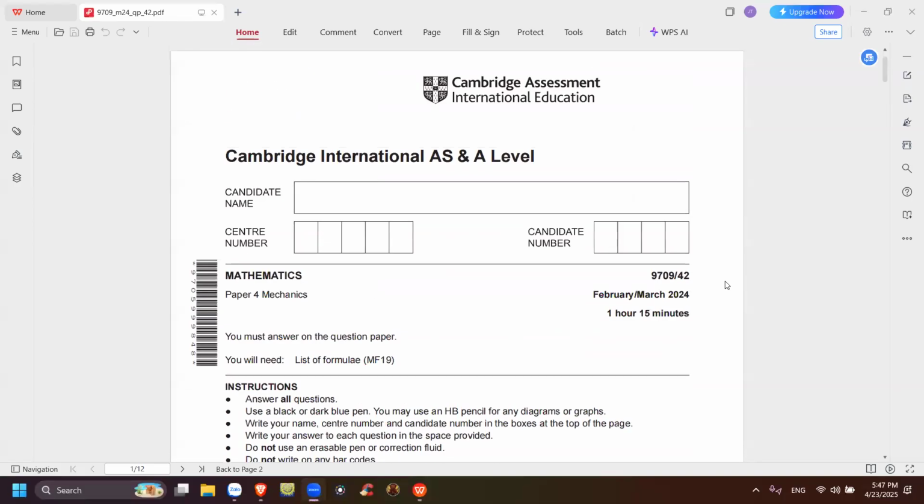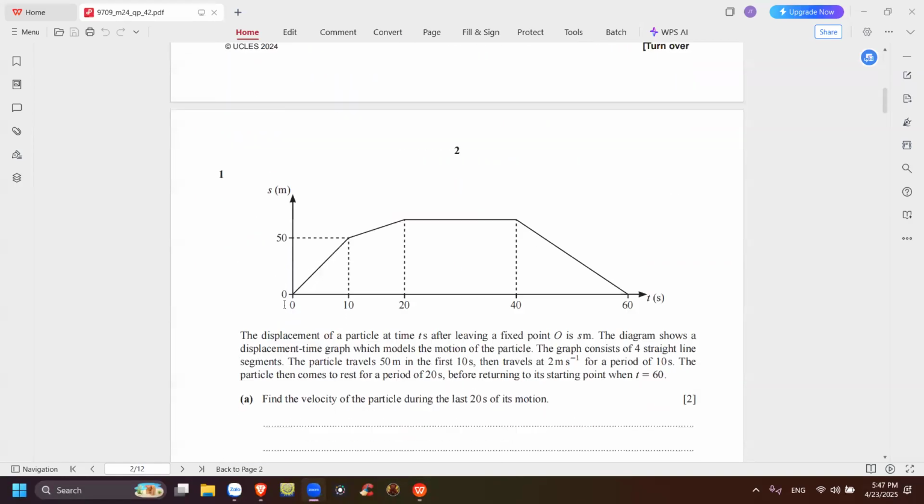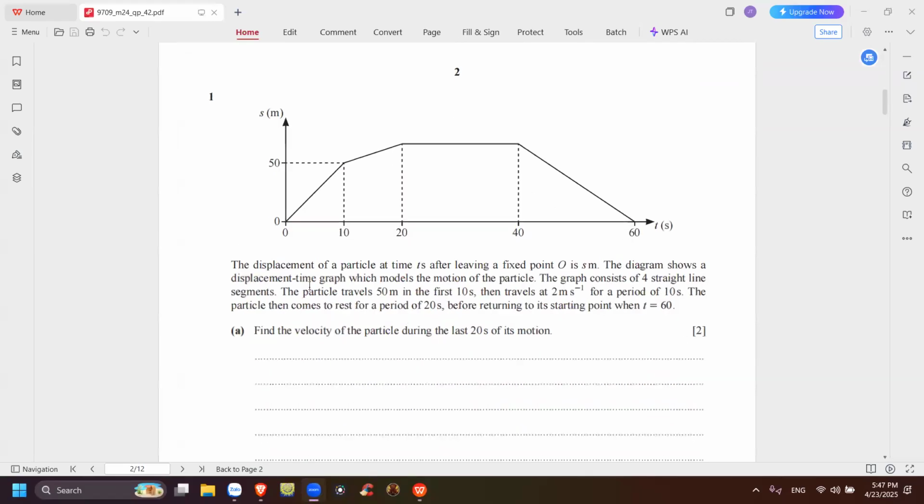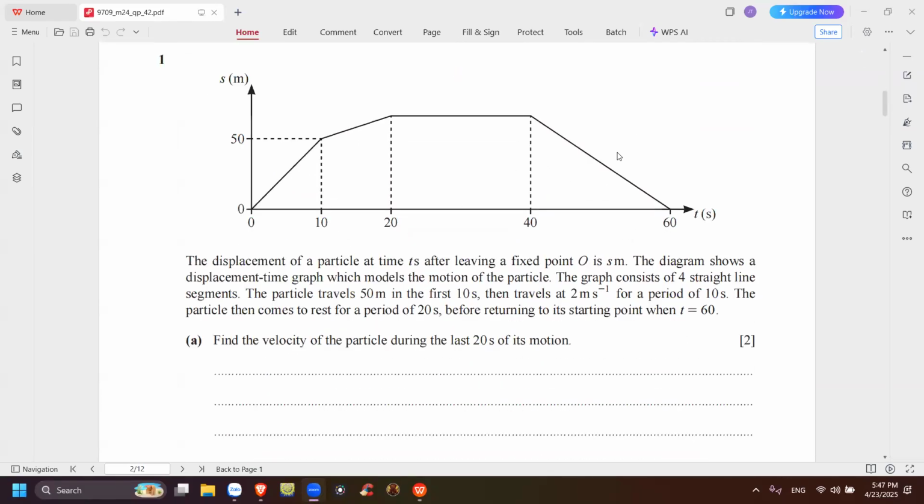All right, let's do some past papers. This is February, March 2024, not May. There are 4 or 5 different exams in 1 year, I think. This is Mathematics, Paper 4 Mechanics. So let's do this one, number 1.